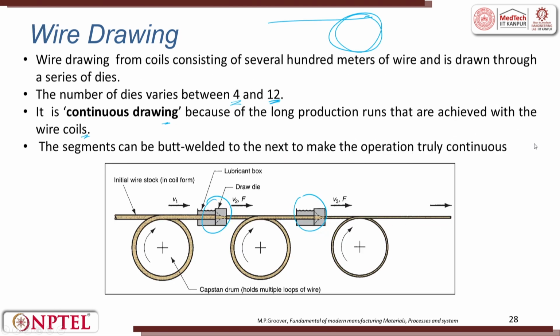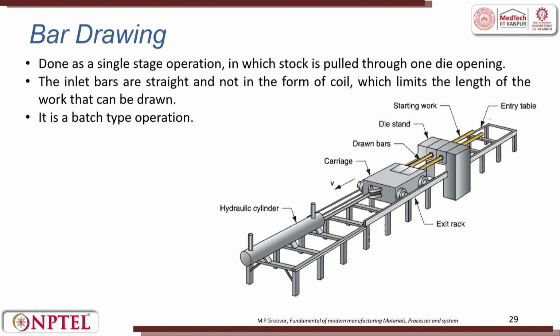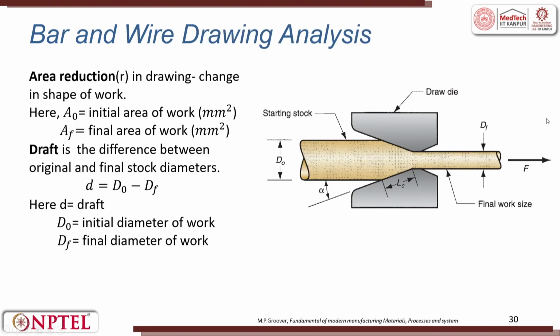This is for wire, and in the same way for bar also you can have a single stage operation in which the stock is pulled through one die opening. The inlet bars are straight and not in the form of coil, which limits the length of the work that can be drawn. So, you see here the bar, this is a hydraulic cylinder. Here it passes, this is a carriage. So, you have a drawn bar, this is a die through which the bar is getting extruded. It is a batch type process.